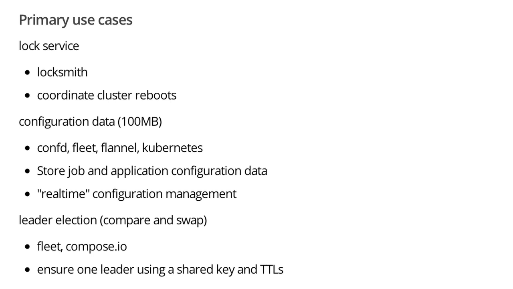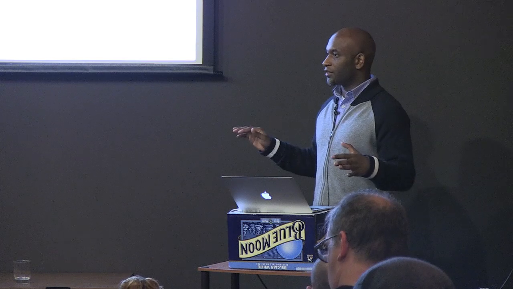So here are the primary use cases for etcd. And these are things that I think are important for everyone to know, why CoreOS ships with etcd by default and allows us to do a lot of cool things with the operating system that we haven't really seen traditionally in the past. So one of those things is a lock service. One thing that you see shipped in all CoreOS systems is a tool called Locksmith.